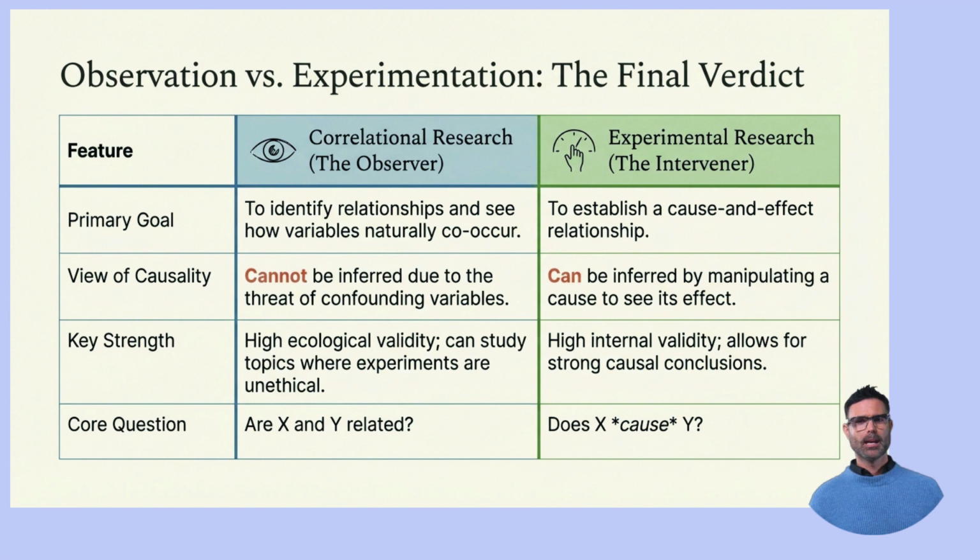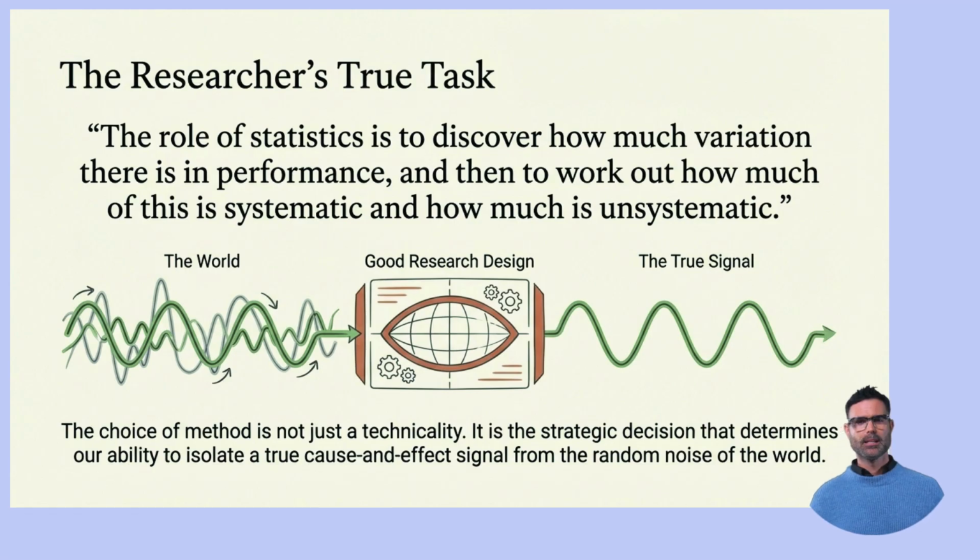Experimental research aims to establish cause and effect by manipulating a cause and measuring its effect, offering high internal validity and stronger causal conclusions, with the core question shifting from are X and Y related to does X cause Y. The researcher's true task is to discover how much variation there is in performance and then determine how much of that variation is systematic and how much is unsystematic.